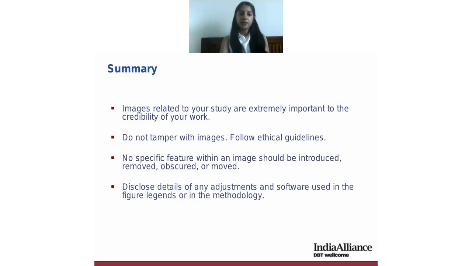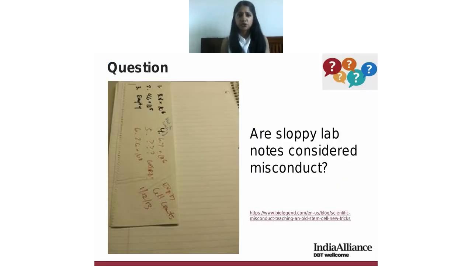So in summary, your original images are very important to the credibility of your work. Don't tamper with them, follow the guidelines, and don't introduce, remove, obscure, or move any feature. And if you are making any adjustments to your images, please disclose this in the legend or in the method section.